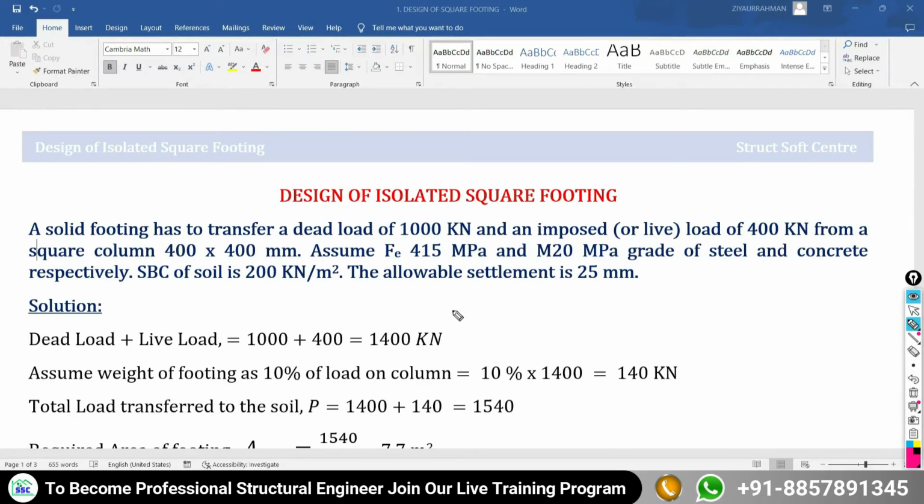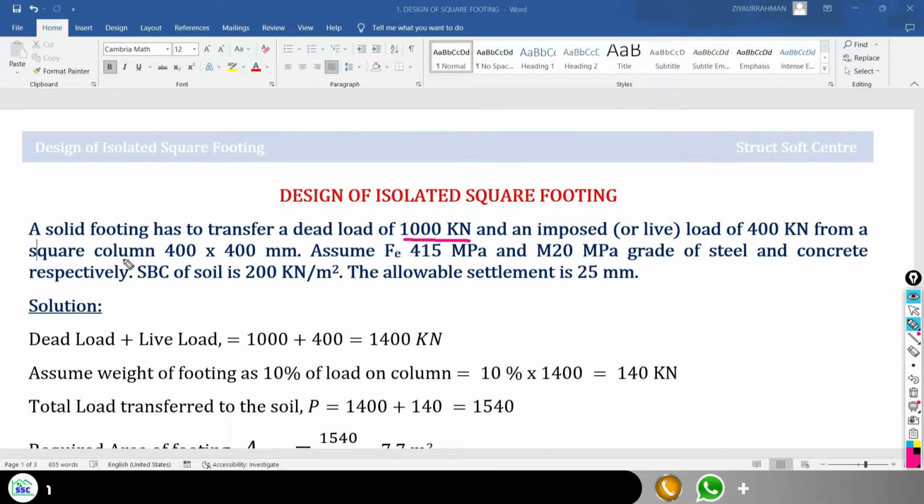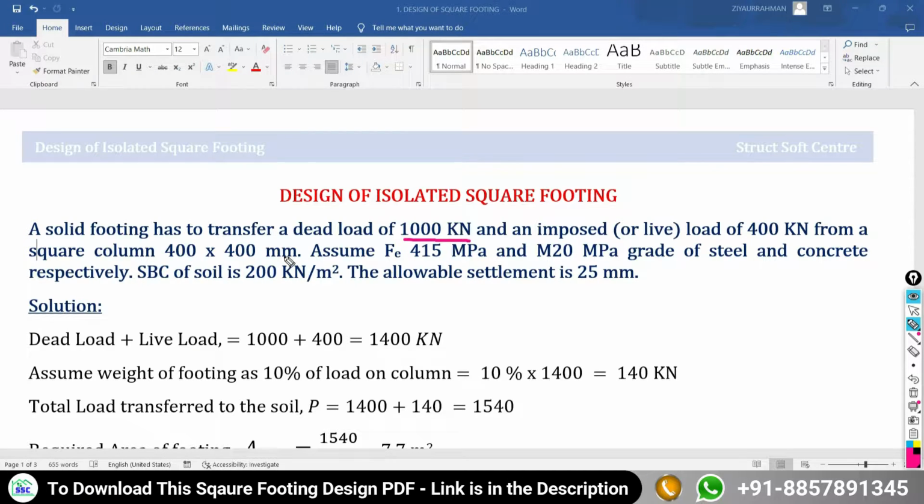Hello everyone, in this video we are going to see how to design an isolated square footing by the manual approach. So first of all, try to understand the problem statement. A square footing has to transfer a dead load of 1000 kN and an imposed load, or live load, of 400 kN from a square column of size 400 by 400.